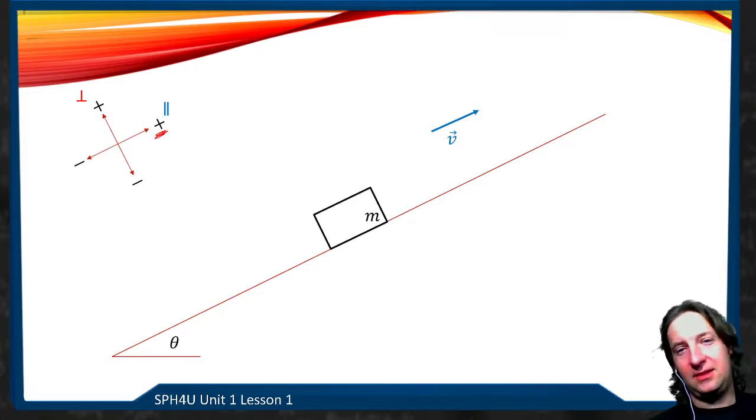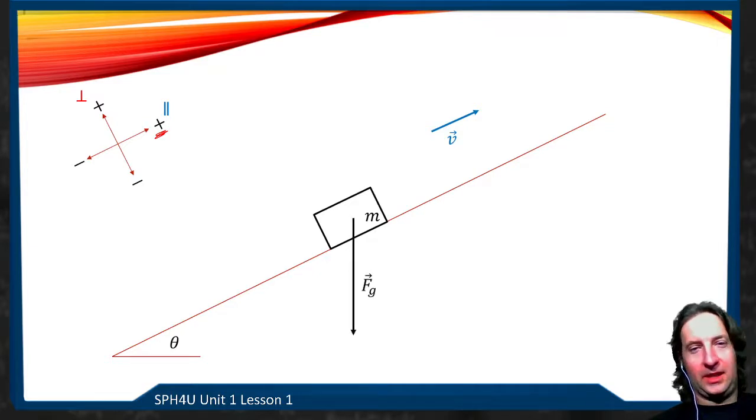The plus is still going to be, on the perpendicular direction, sorry, the plus is still up from the ramp and the negative is still down from the ramp. But because my velocity is up the ramp, I'm going to define the plus direction to be up the ramp as well. And again, we have force of gravity. We can break that up into components.